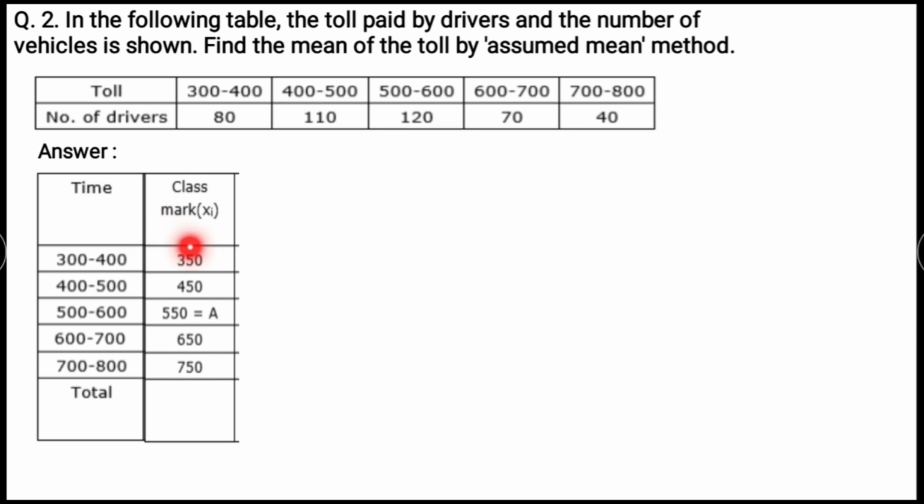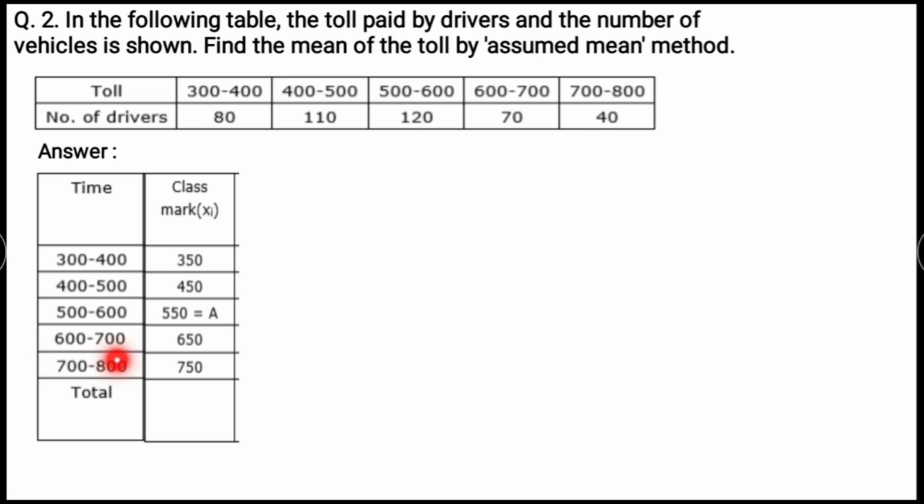Here we calculate the class mark by adding the lower limit with the upper limit. So 300 plus 400, and we divide it by 2. 300 plus 400 we get 700, so 700 divided by 2 we write 350. Similarly 400 plus 500 we get 900, so 900 divided by 2 we get 450. Then we add 500 with 600, we get 1100, so 1100 divided by 2 we get 550.